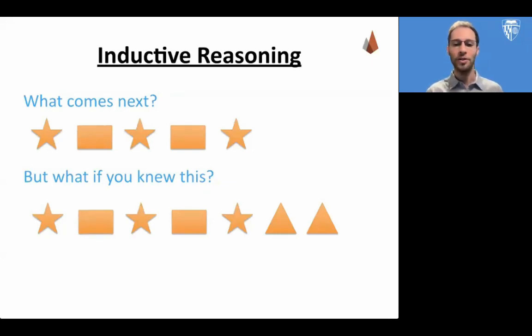So if we're asked to predict what comes next in the last sequence, instead of picking the rectangle, we'd probably pick the triangle. And this shows the benefit of inductive reasoning. The more data and the better quality data we have, the more accurate our predictions become. And that is a key element of the scientific method.